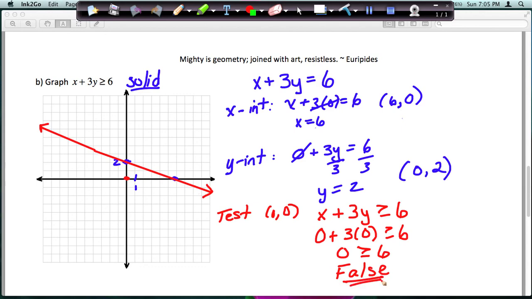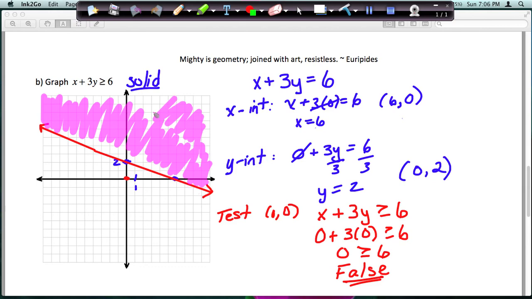Since it's false, you're not going to shade where this point was. This was false, which means every point below the line is false. Oops. So we're going to shade on the opposite side. We're going to shade above the line. So just take your pencil and shade above the line. So that means every point above the line and any point on the line makes this inequality true.